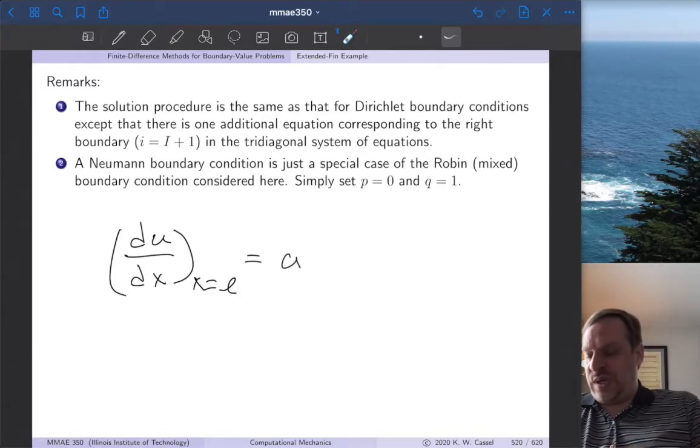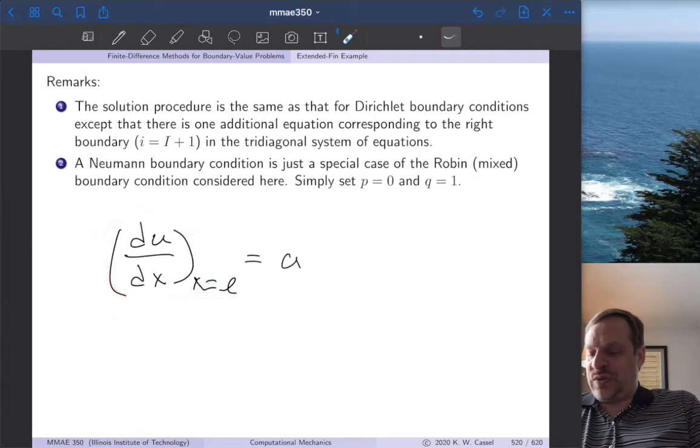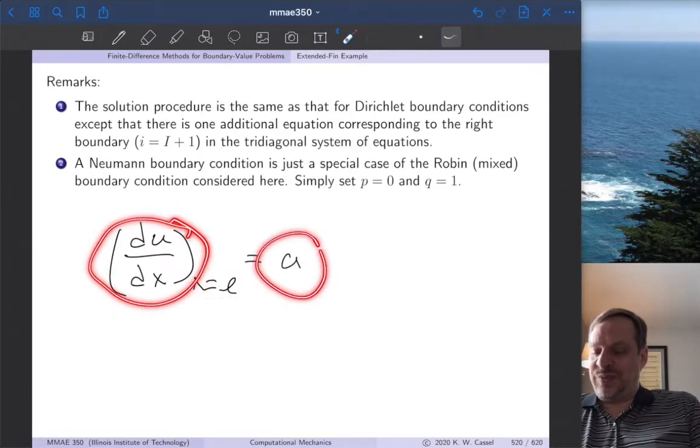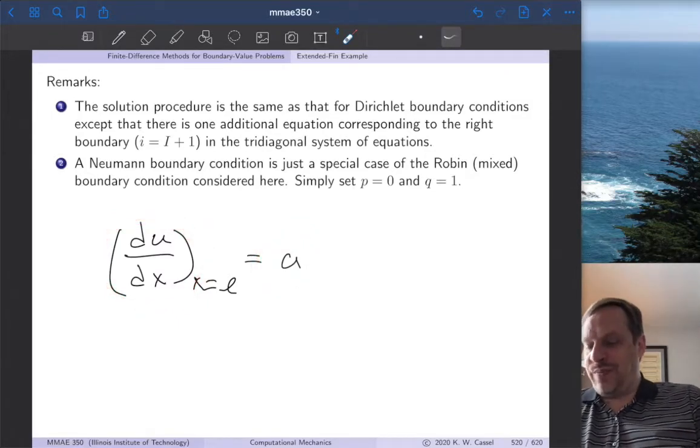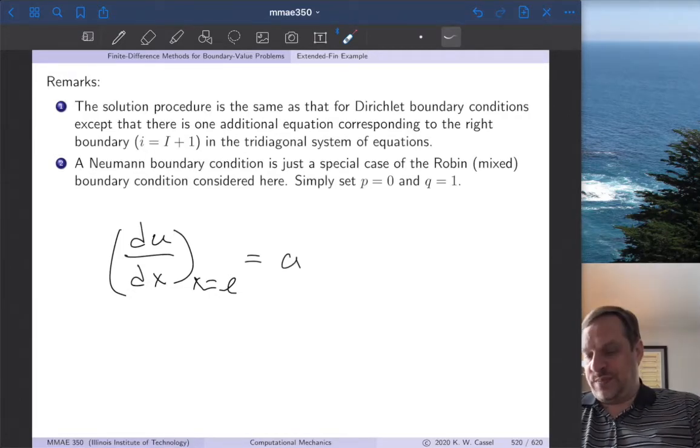In a heat transfer context, a Neumann boundary condition is saying, remember Fourier's law, so the heat flux is being specified to be some value. So in our case, that would correspond to P being 0 and Q equal to 1 in the Robin boundary condition. So again, a Neumann boundary condition is simply a special case of the Robin boundary condition.